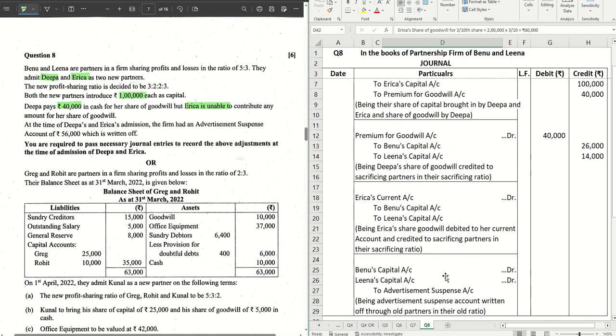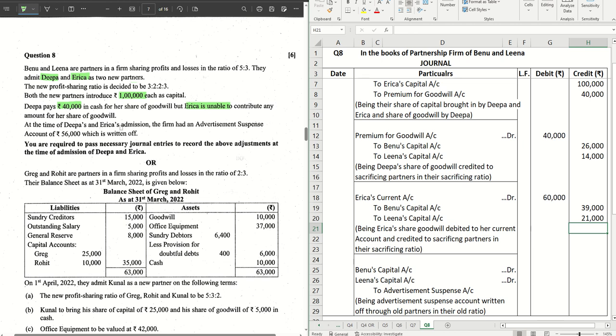And straight away, we'll go to the journal. Erica's current account debited by 60,000 to Benu's capital account. That will be again in the sacrificing ratio of 13:7. So that will be 13/20. And in this case, this will be straight away 60,000 minus 39,000, 21,000 to be credited. Right? Having done these journals, let's move on to the last journal that we have.